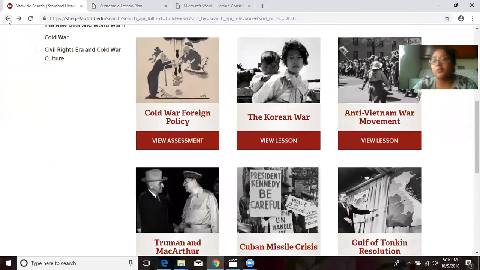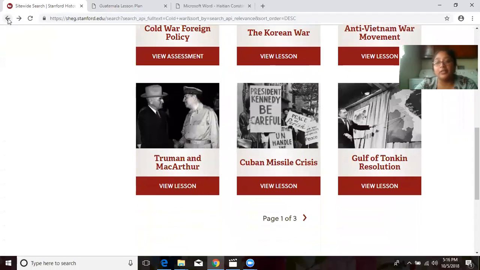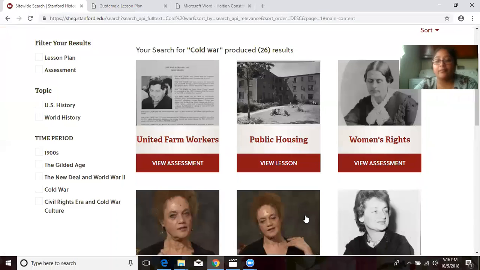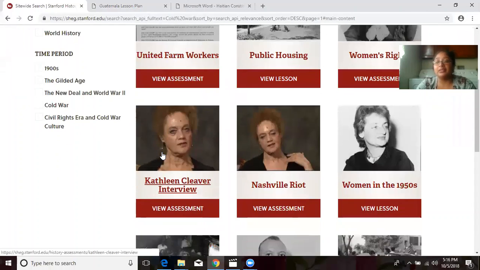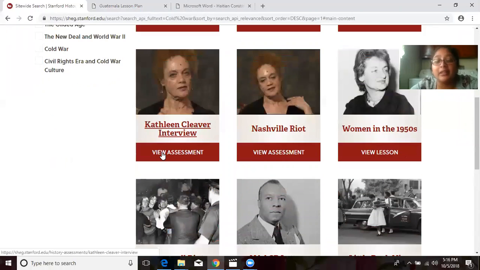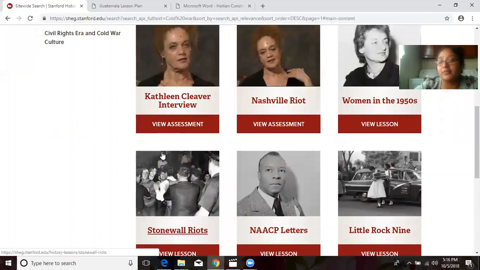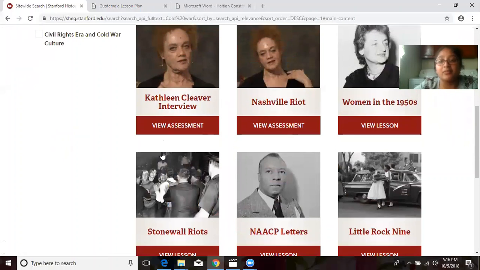It has the Korean War, the anti-Vietnam movement, the Cuban Missile Crisis, Truman and MacArthur, right there. It even has some of the Chicano movements, Cesar Chavez right there. Public housing, the women's rights movements in the 1950s, the Nashville riot, and it even provides some interviews with Kathleen Cleaver.